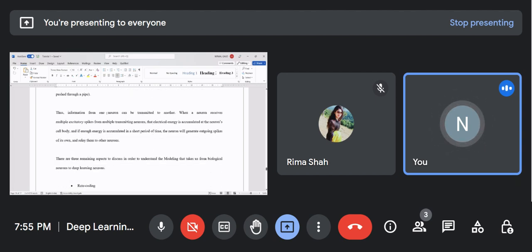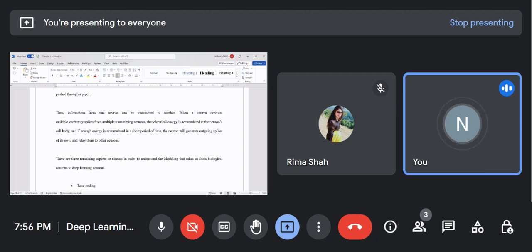So the information from one neuron can be transmitted to another neuron. When the neuron receives multiple excitatory spikes, that is, multiple signals from multiple transmitting neurons, the electrical energy is accumulated in the neuron cell body. Obviously, when we transfer the signals, there is a generation of electricity, some energy will be generated. And if this energy is enough to accumulate in a short period of time, the neuron will generate outgoing spikes.